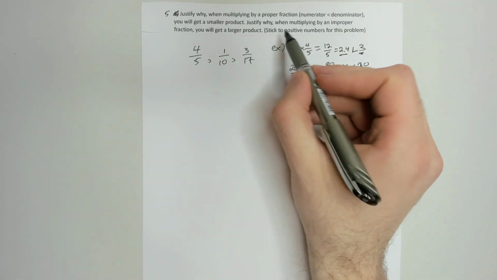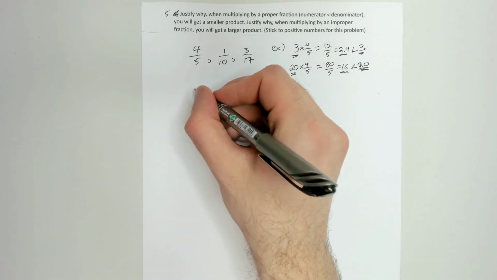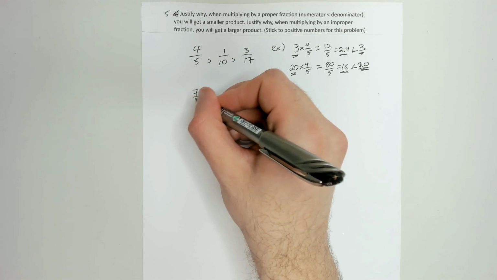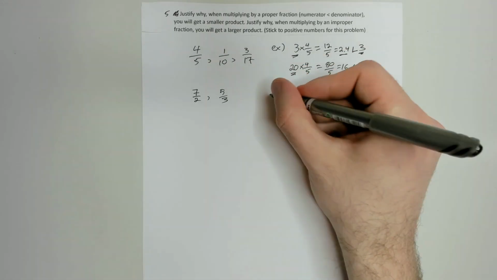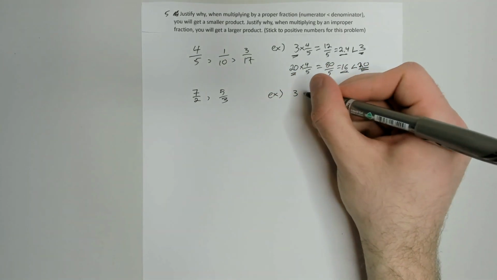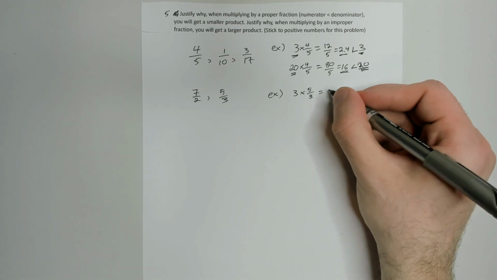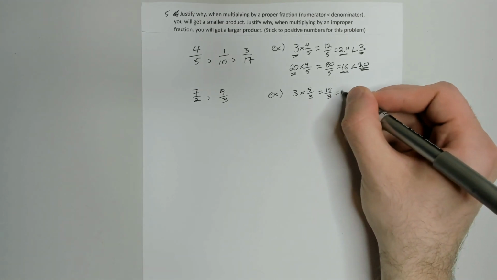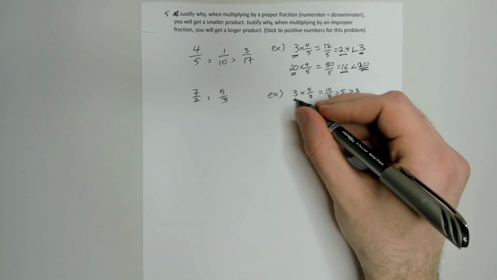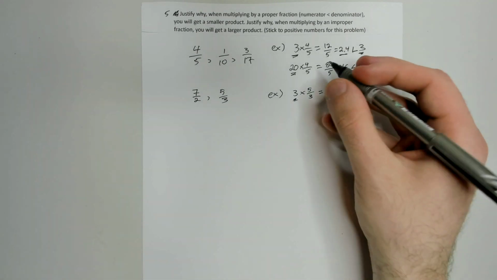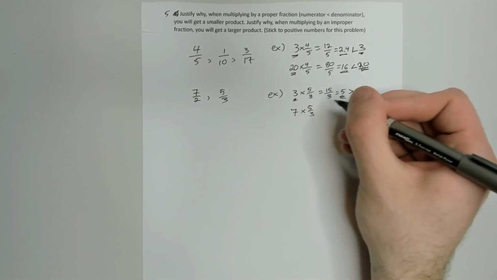And then it also says, justify why when multiplying by an improper fraction, you get a larger product. So for example, let's say I had something like 7/2, that's an improper fraction, or 5/3, that's another improper fraction. So if I do, let's say 3 times 5/3, okay, what am I going to get? I'm going to get 15/3, which is 5, and 5 is bigger than 3, so the product is bigger than what I started with of that 3. Or if I do, let's say 7 times 5/3, okay, what am I going to get?